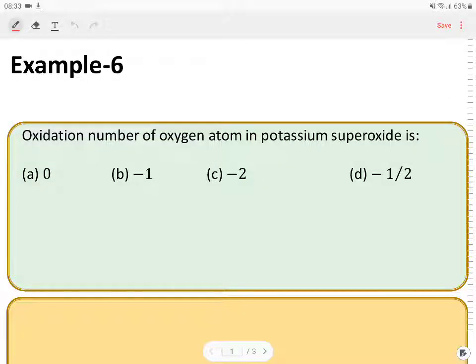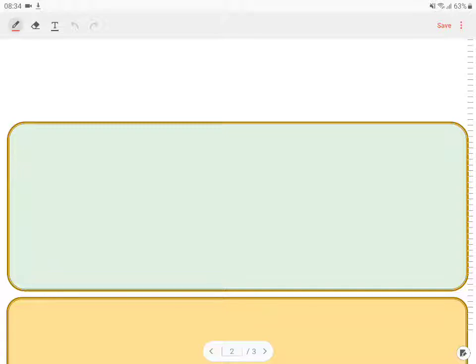Hello. Now let us learn how to find the oxidation number of oxygen atom in potassium superoxide. Before we step into this question, I would like to give some of the basic concepts related to this. Remember, whenever oxygen reacts with an element, there are three possibilities. It can form three types of compounds.